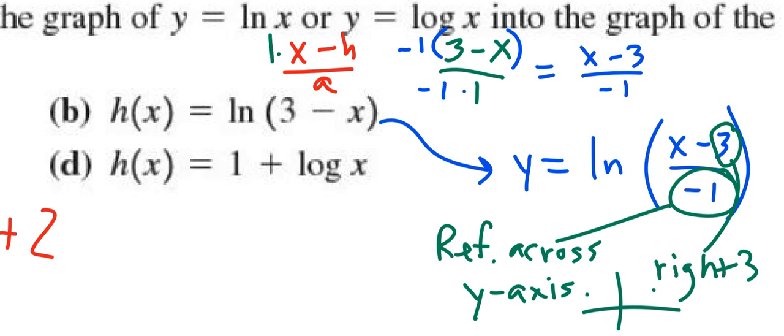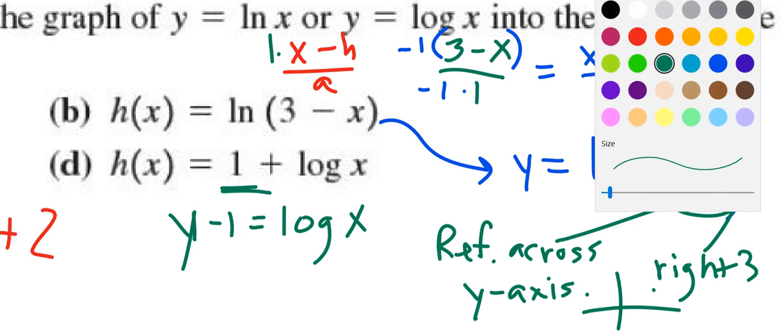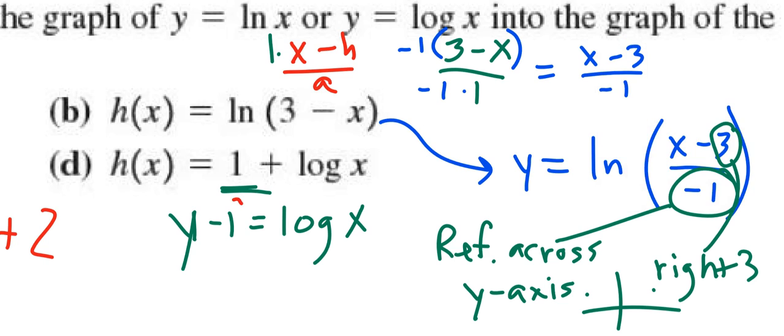And in this last one, letter D, they're just trying to, I mean, why write it on the other side? But you could write y minus 1 equals log x. So there's your graph-ready form. So you can see that there has been a movement up 1 unit.